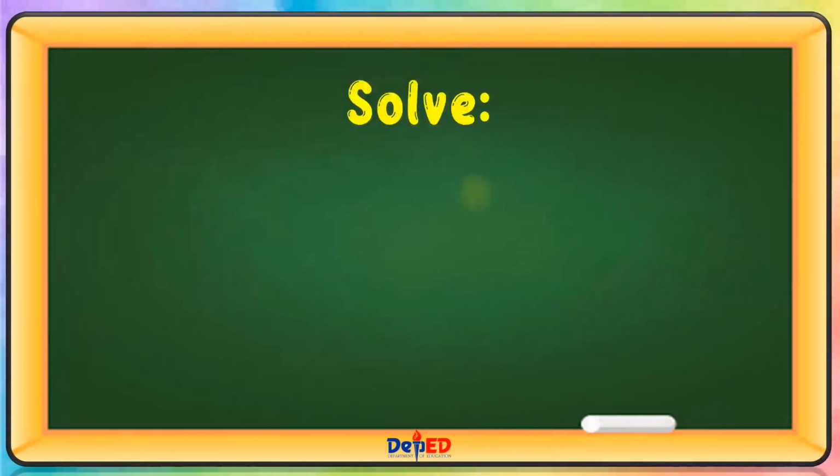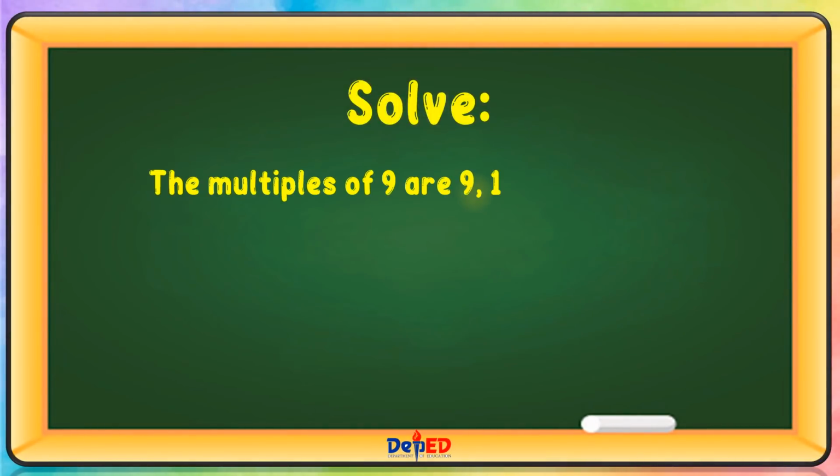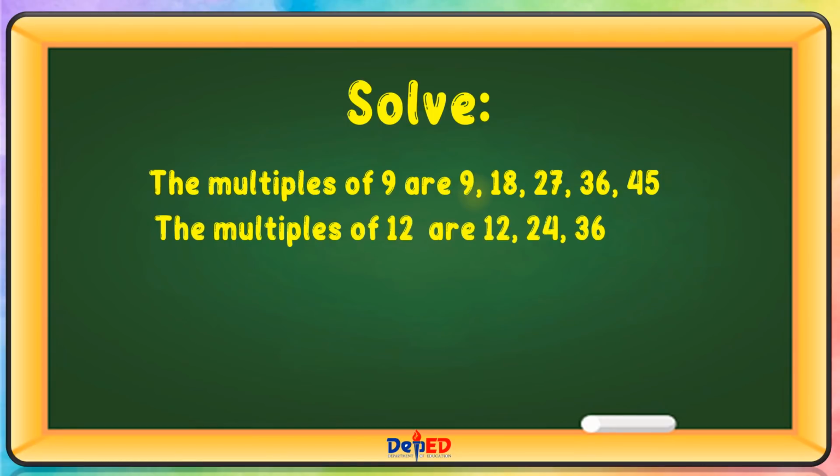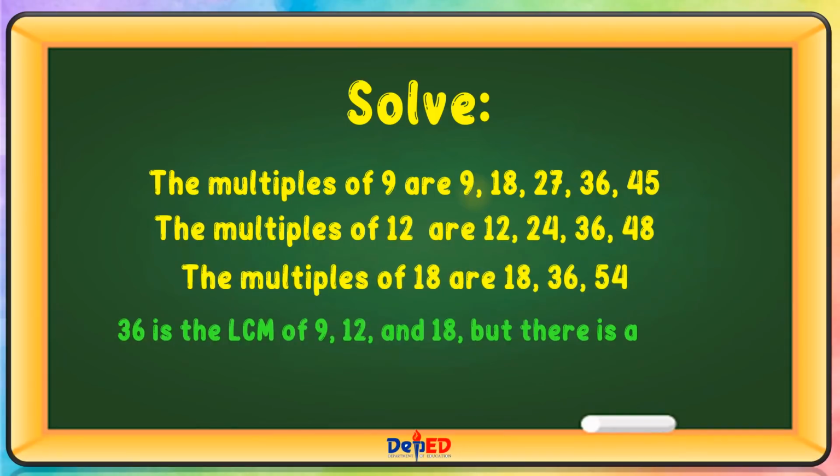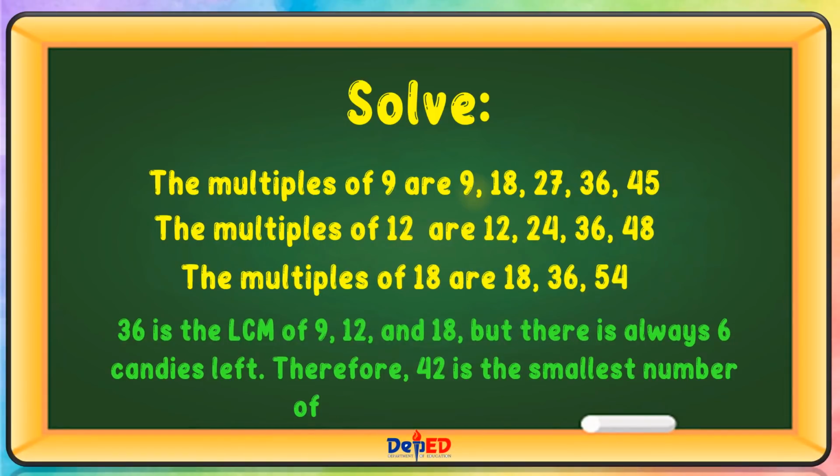Let us solve. The multiples of 9 are 9, 18, 27, 36, 45. The multiples of 12 are 12, 24, 36, and 48. The multiples of 18 are 18, 36, 54. 36 is the LCM of 9, 12, and 18, but there are always 6 candies left. Therefore, 42 is the smallest number of candies in the box.